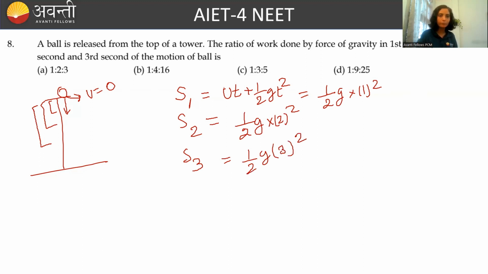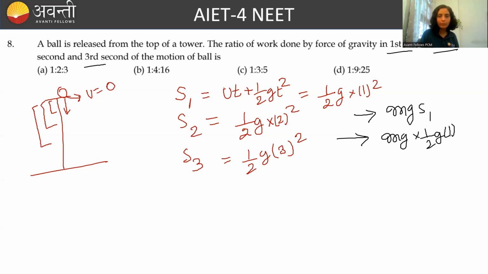Now suppose what we have to do. Now, in the question, what is said? Work done by gravity in first second, second second, and third second. So work done by gravity in first second means mg s1, okay, and mg s1, right? So work done by gravity in first second is this, and if you are going to calculate its value, it will become mg into half g ka 1 ka square.